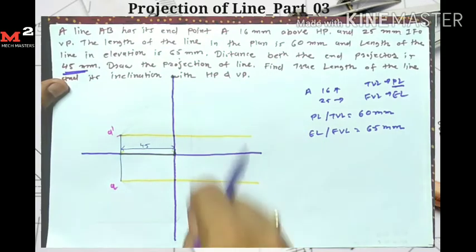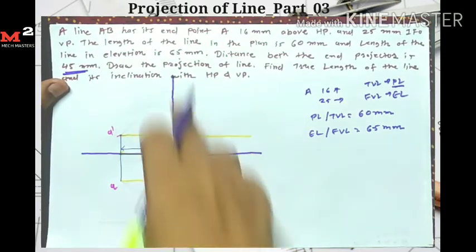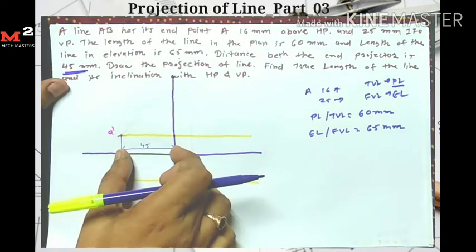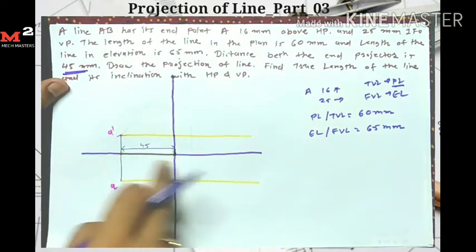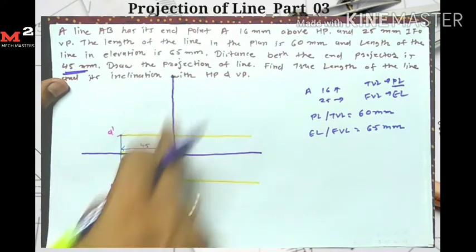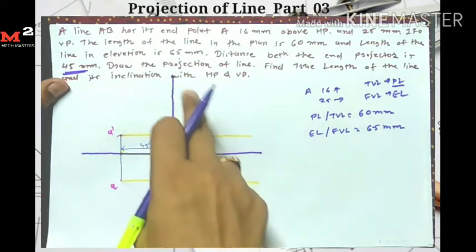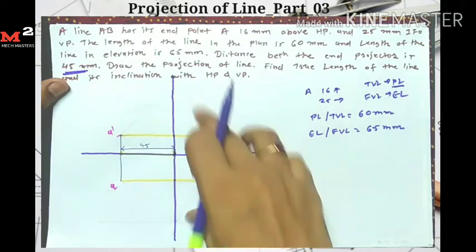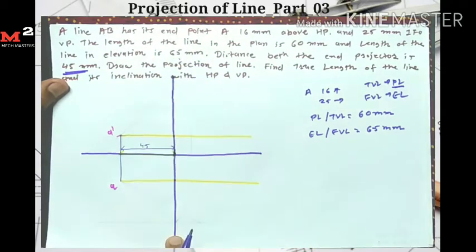Okay, so I get my B dash point and B point on this line, because the distance between the end projectors is 45 mm. Distance between end projectors means the distance between line AA dash and BB dash. So I get my B dash point on this line and B point on this vertical line.